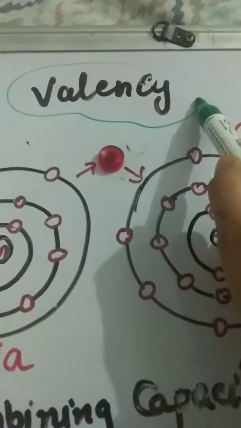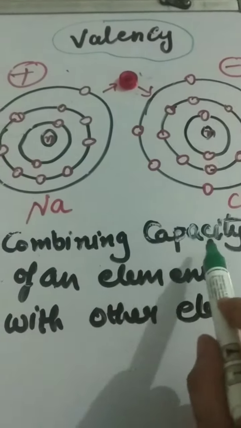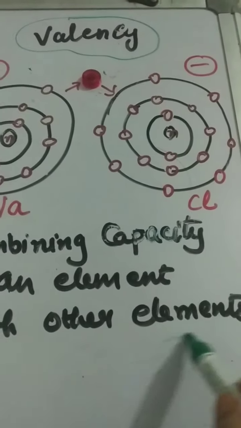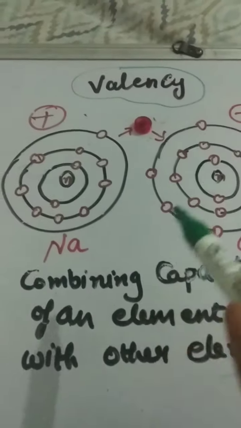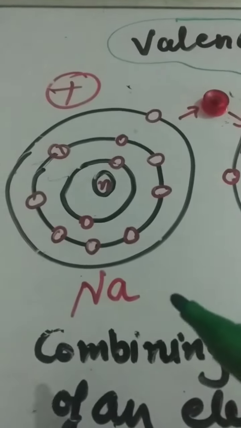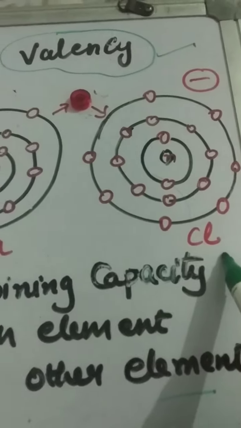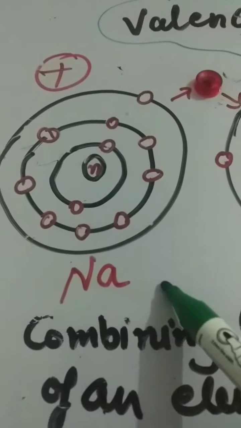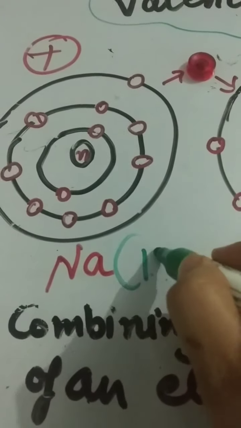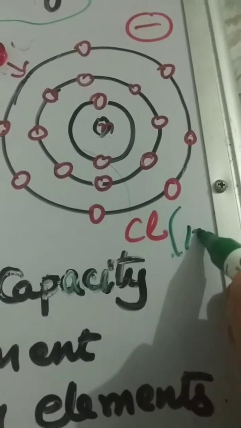Valency of an element. The combining capacity of an element with other elements is known as the valency of the element. For example, here I have drawn the structure of sodium and chlorine. In the case of sodium, do we know how many electrons are present? 11. And in chlorine, how many are present? 17.